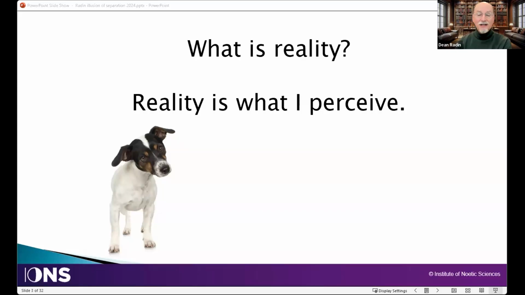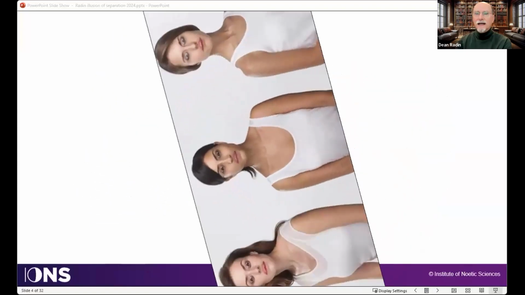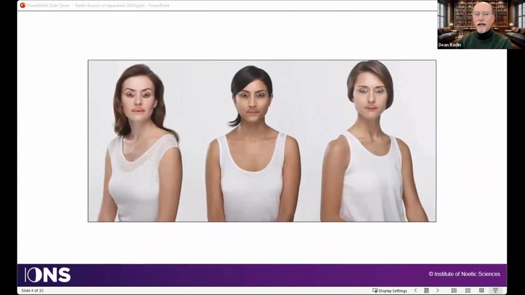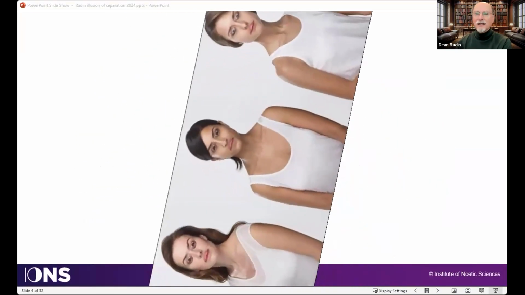Reality is what I perceive, isn't it? Well, no. So here's one example. So this looks like three perfectly lovely ladies, but let's turn this picture upside down and something looks wrong. Well, what looks wrong is that their eyes and mouths are upside down. And so when we go back to the original picture like this, we can't see that it's upside down because our brains are so used to looking at faces that it hides that from us. So again, I'll turn it again.